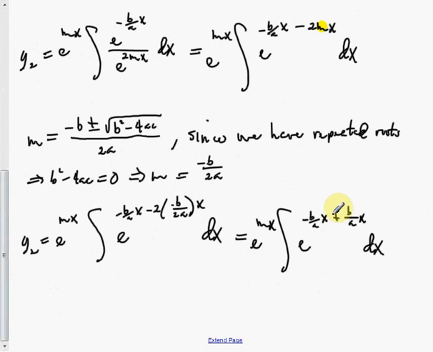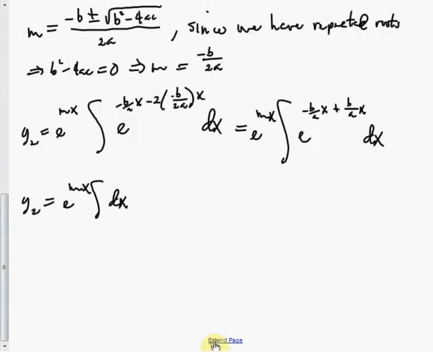Well, the exponent here is just 0, right? Because they're opposites. So y sub 2 is e to the mx times the integral of dx. The integral of dx is just x. So this is x times e to the mx plus c. We just take y sub 2 to be x times e to the mx.